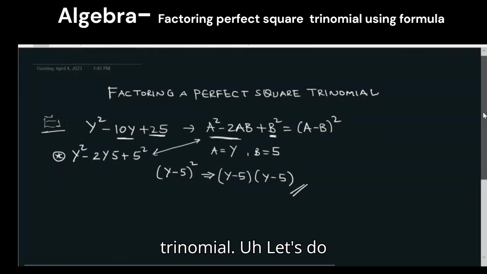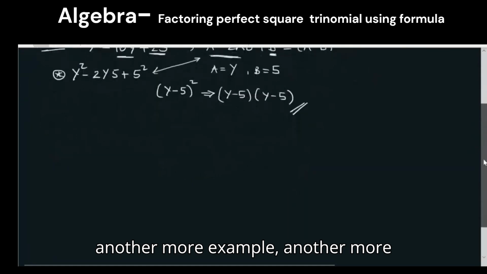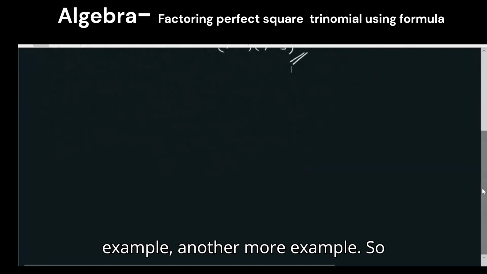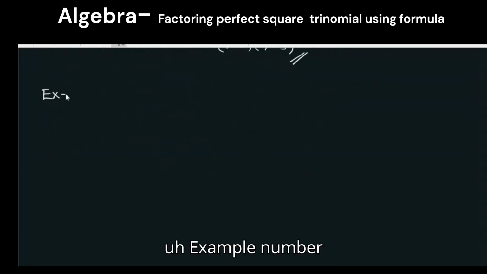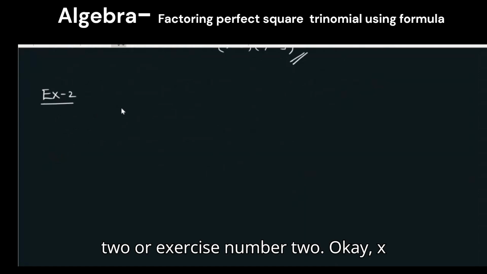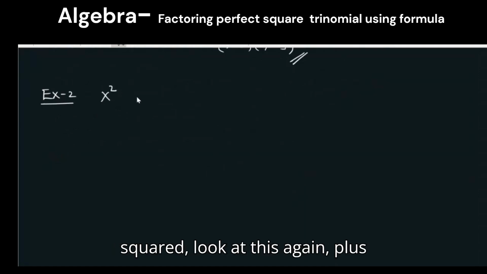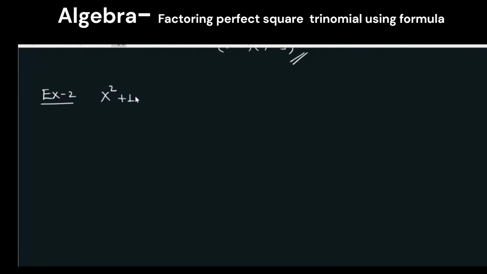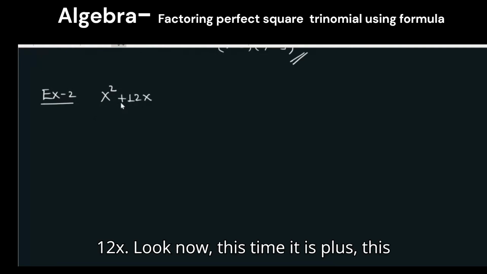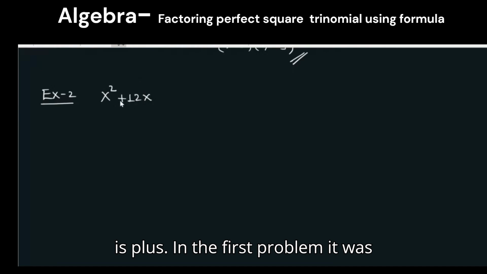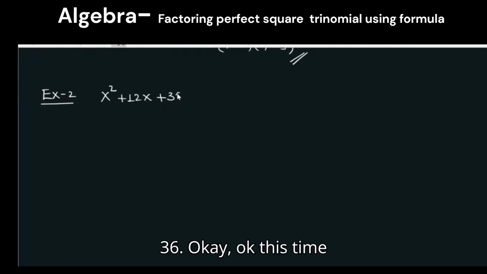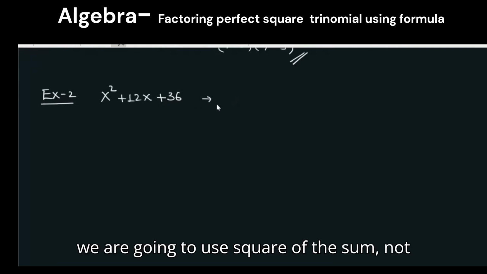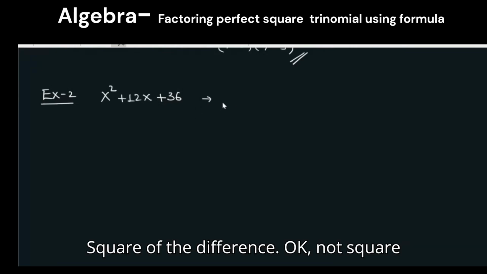Okay, let's do another example. Example number 2, or exercise number 2: x squared plus 12x plus 36. Look at this again, this time it is plus. In the first problem it was minus, so you have to be careful with this one. This time we are going to use the square of the sum, not the square of the difference.